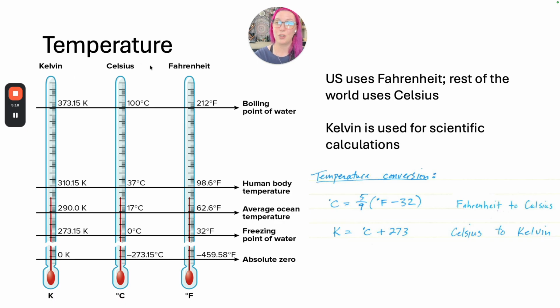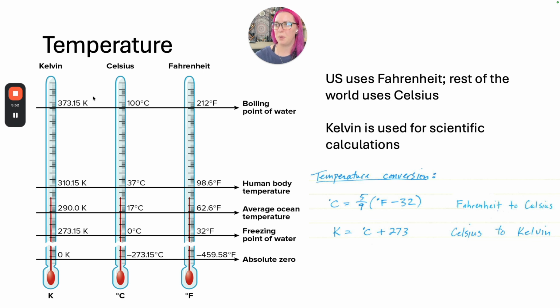So a few of us thought that Kelvin was not a unit of measurement for temperature, but then we learned, or we're learning now, that Kelvin is indeed a unit of measurement for temperature, mainly used in scientific calculations. And I really like this image here because it nicely compares the equivalent temperature of each unit. So say 212 Fahrenheit is the same as 100 degrees Celsius is the same as 373.15 degrees Kelvin.